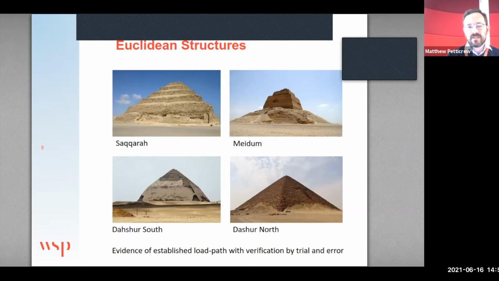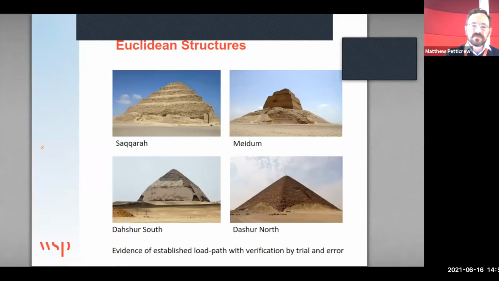So I guess the lesson that I want to pass on from the ancient world is that when we talk about trial and error, we're not just talking about random guesses by chance. We're actually talking about designers who understood load paths and made controlled experimentation based on that rational load path to create these magnificent structures that we still have with us today.